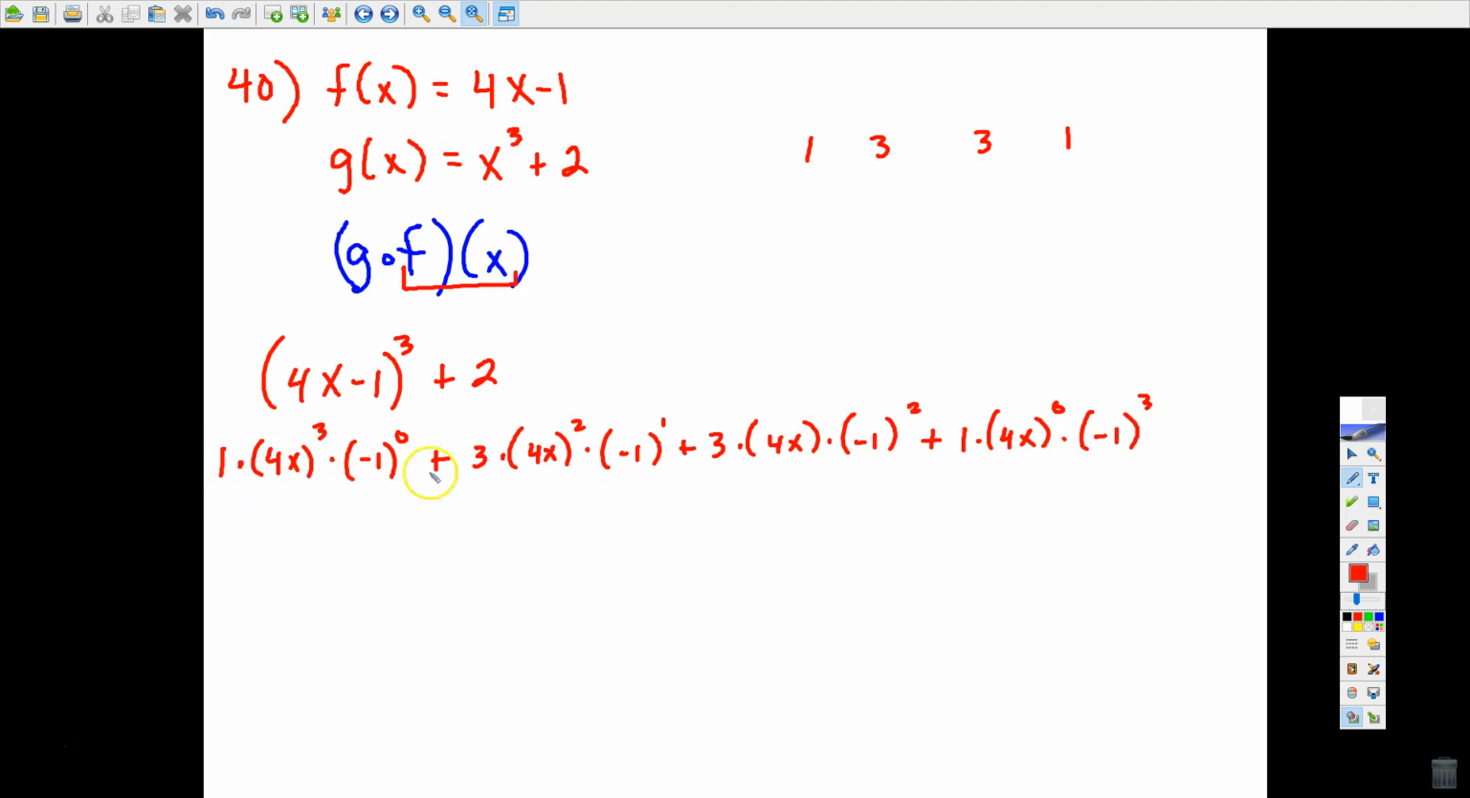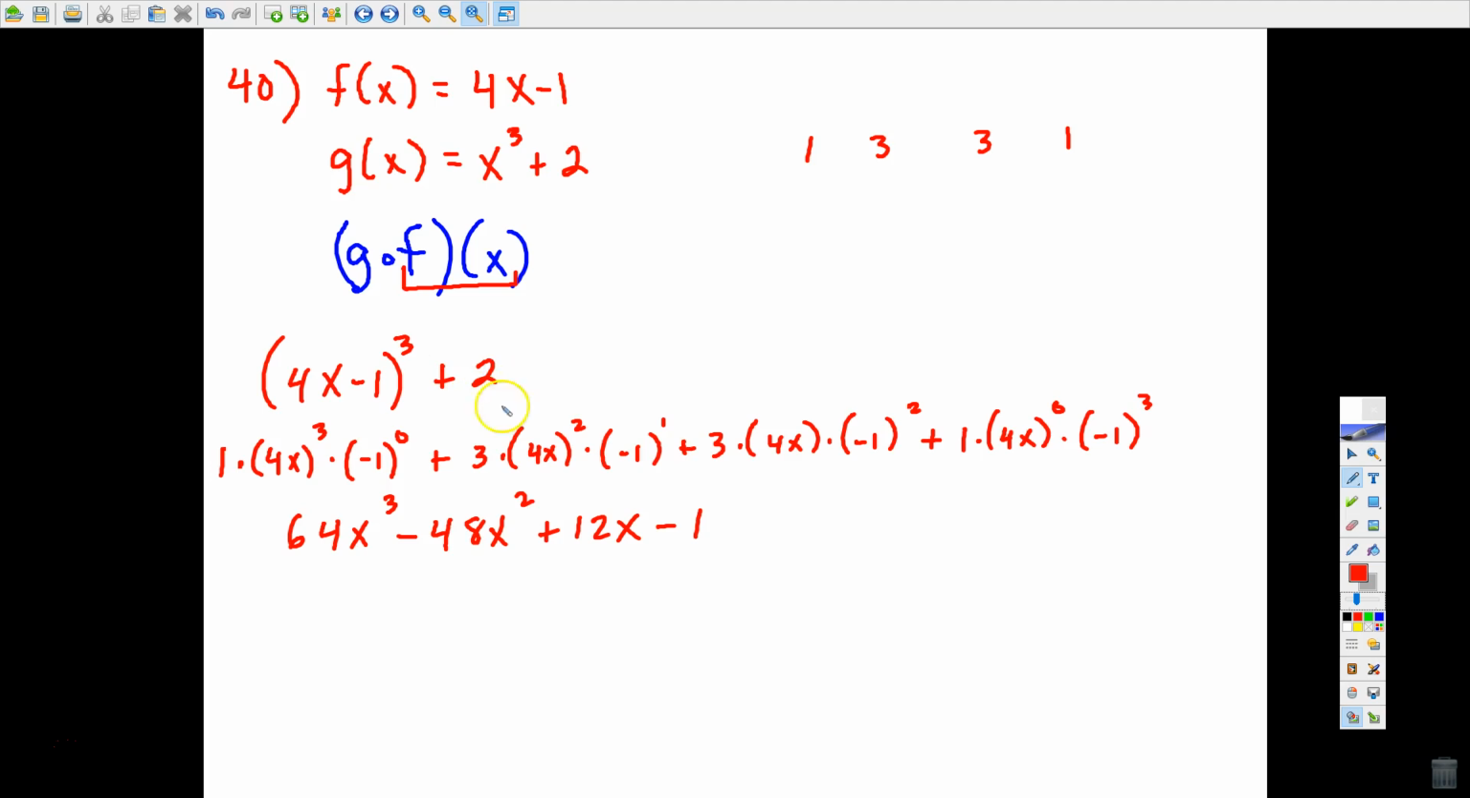Alright, and so getting our final expansion, 4 to the 3rd is 64, x to the 3rd, 1 times 1. So that just gives me 64x cubed. This is going to be 16 times 3 times negative 1. So 16 times 3 is 48, times negative 1 is negative 48, x squared. And now I'm going to have 3 times 4, which is 12, times positive 1. So that would be 12x, and then finally at the last term I'm going to have 1 times negative 1 cubed, and negative 1 cubed is just negative 1.